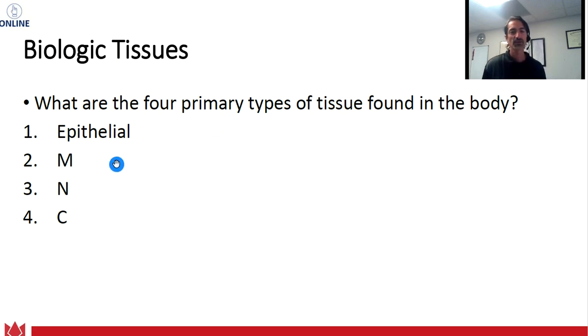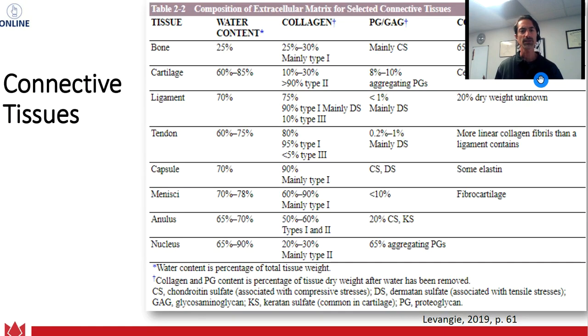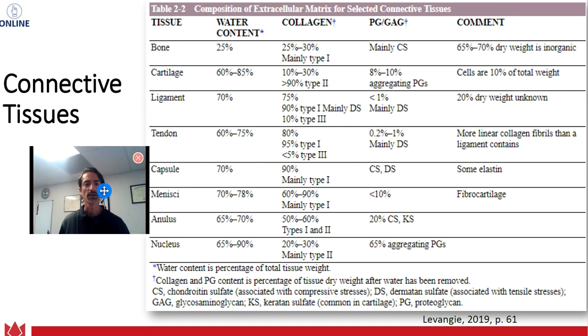So did you have some guesses for what all those were? There's M, so there's muscular tissue. There's N for neural tissue or nervous system tissue, and there's C for connective tissue. And certainly connective tissue can occur within these other structures as well. So let's talk about connective tissues here. This is going to be an important one.